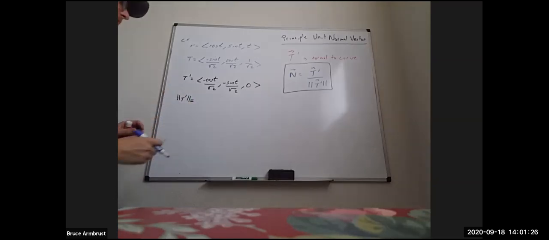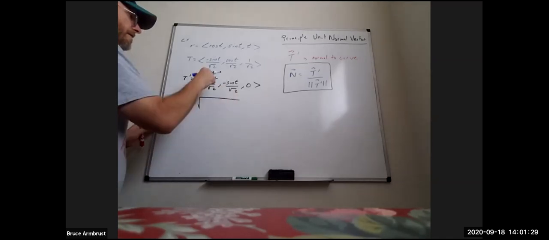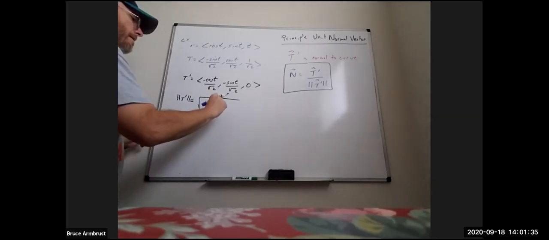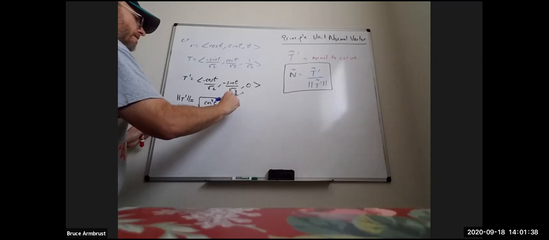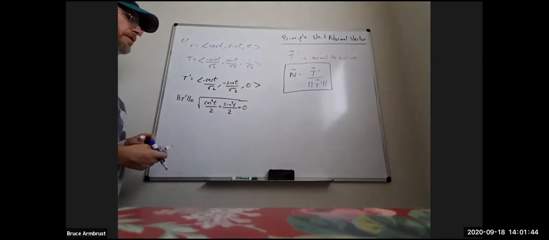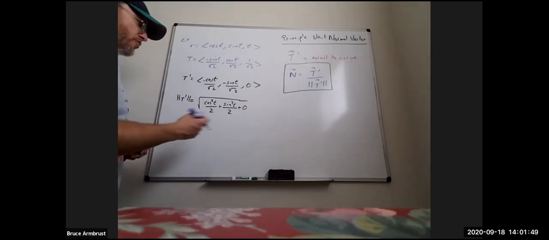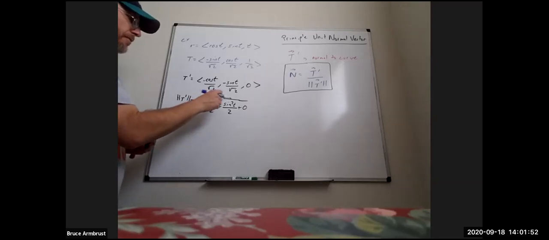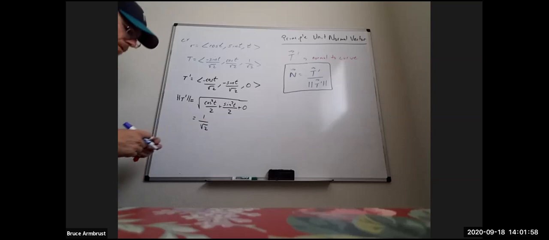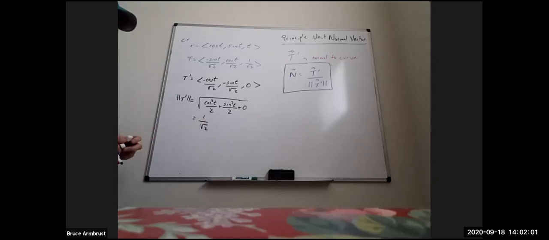So the magnitude of T prime is going to be the square root of this thing squared: cosine squared t over 2, plus the second one squared, sine squared t over 2, plus 0 squared, which is 0. And I'm going to do the exact same trick that I did last time, using cosine squared plus sine squared is equal to 1. So this is equal to 1 over root 2. So big T prime, its length is 1 over root 2.